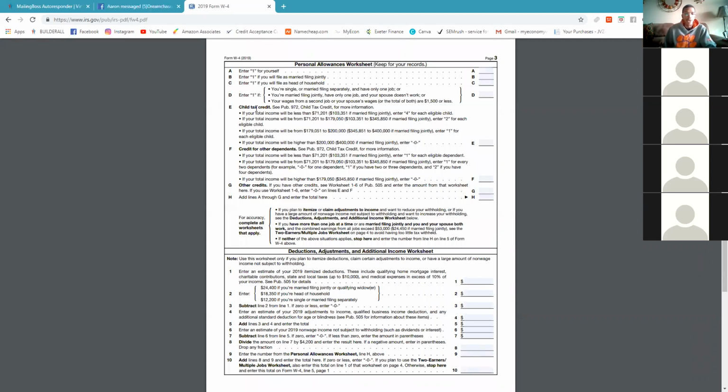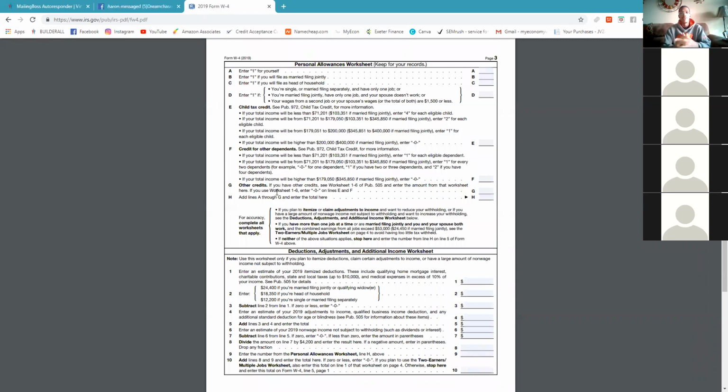And a little further down, you go into your tax credit, and then you go into your credit for other dependents, then you go into your other credits. I'm not going to go through them all, because you'll be able to see how to do this step by step in your back office upon joining MyEcon.